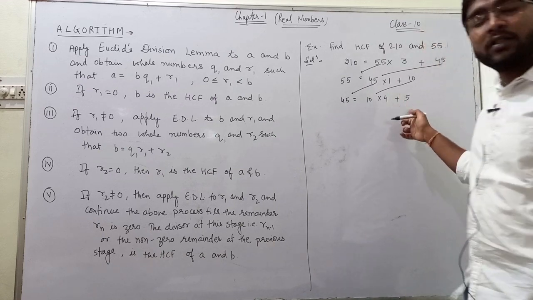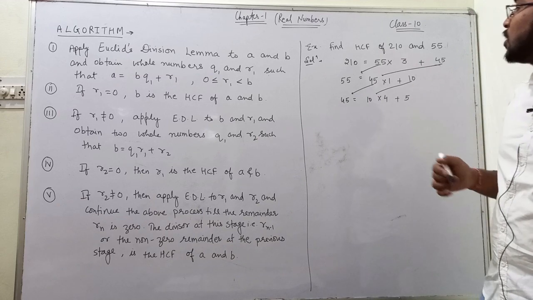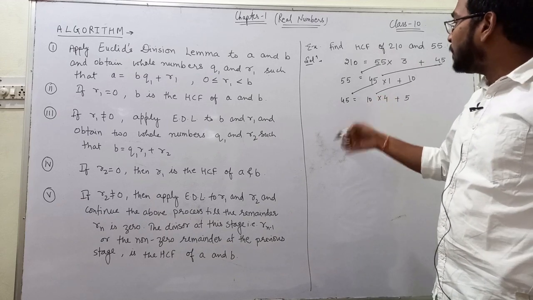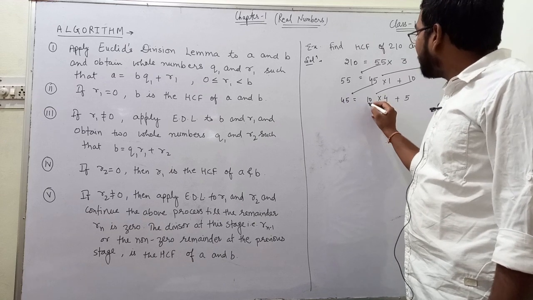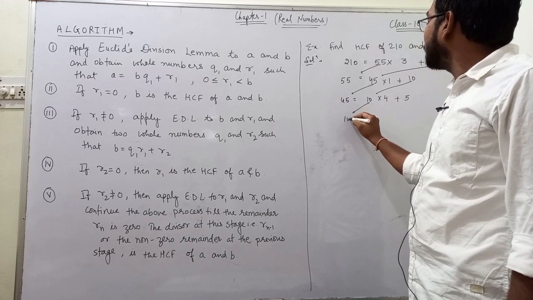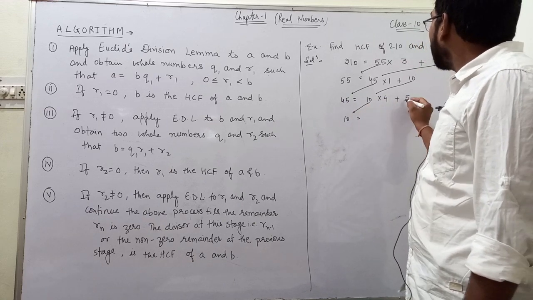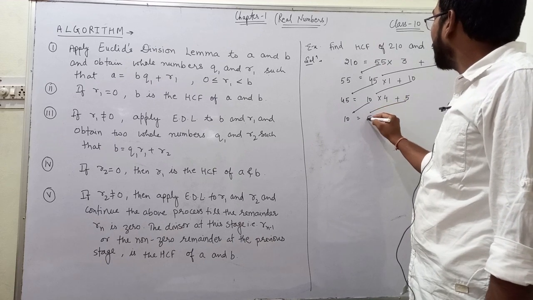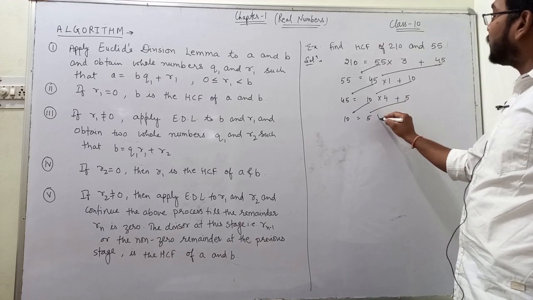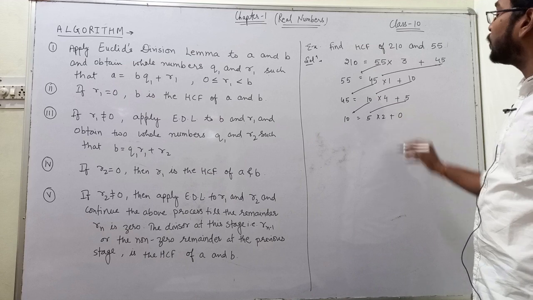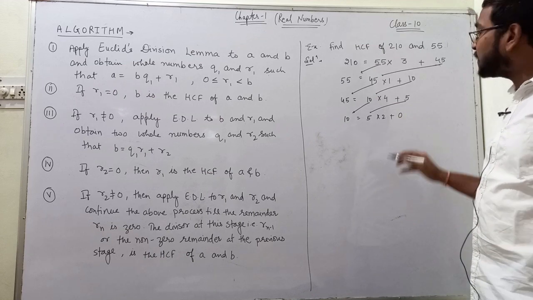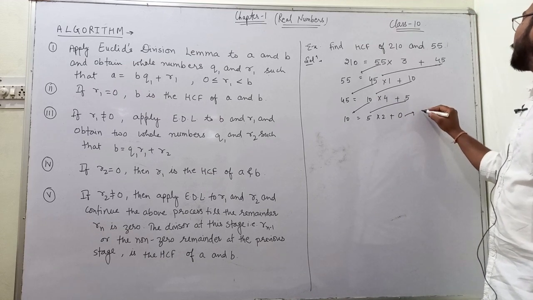Again the remainder is not 0. So again we will do the same thing. We will replace 10 as the new dividend, 5 as the new divisor, and we can see that 5 twos are 10 and the remainder will be 0. So now we can see that the remainder is 0.